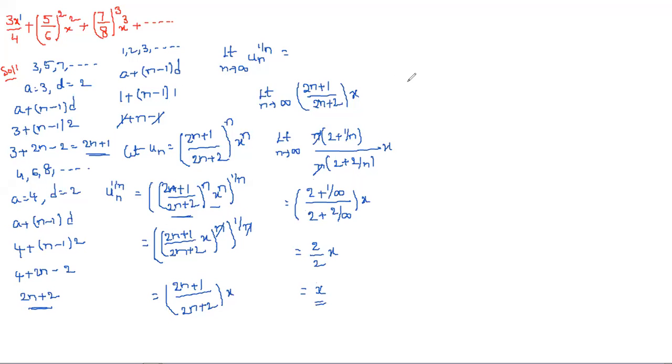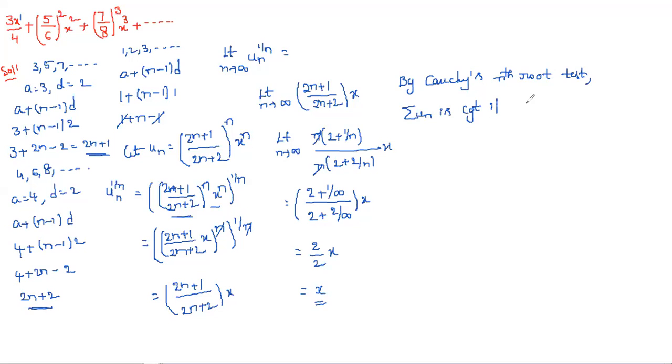Just like the previous one, first we can write it by Cauchy's nth root test, the summation of un is convergent.